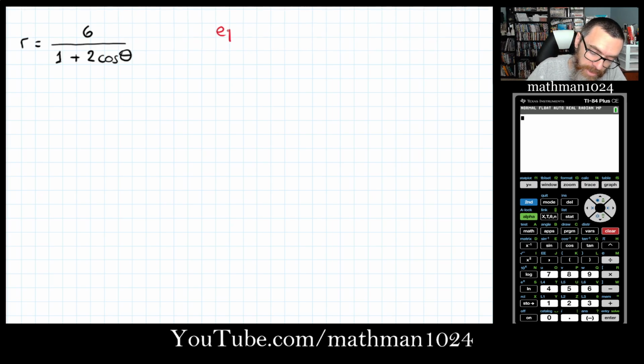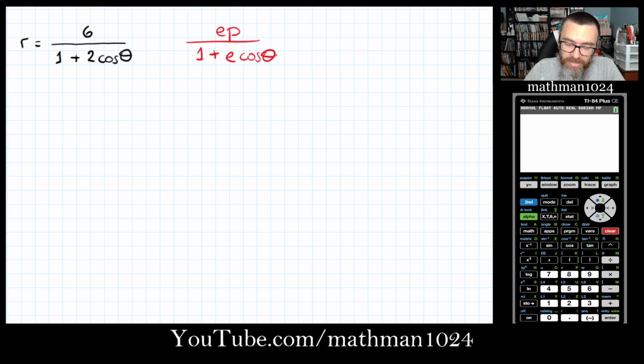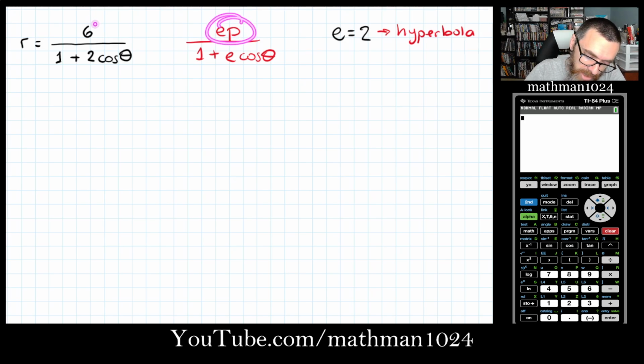So the form is supposed to be EP over 1 plus E cosine theta. And the really important part here is to make sure that you have a 1 at the beginning of the form. If it's not a 1, then you're going to have to do some manipulating. But we should be able to clearly see that E equals 2. And since that value is greater than 1, this indicates that we are dealing with a hyperbola. And EP matches up with 6. So if EP is 6 and E is 2, that means that my p-value equals 3.